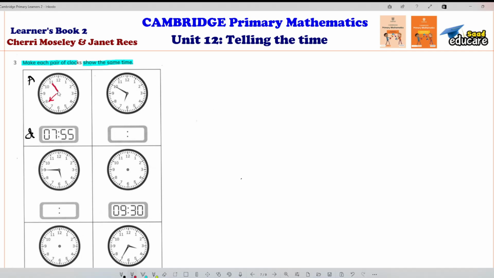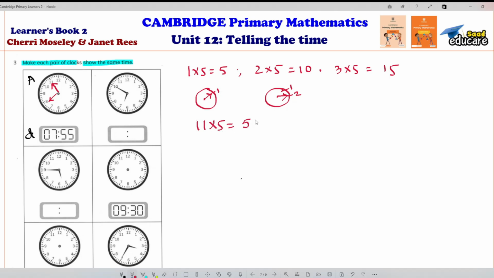it's 11:55. Again we can write this, 1 times 5 is 5, 2 times 5 is 10, then 3 times 5 is 15. So it means this is 1, so 1 means 5. Again, this is 1 and this is 2, so here like this. Similarly, 11 times 5 means 55.